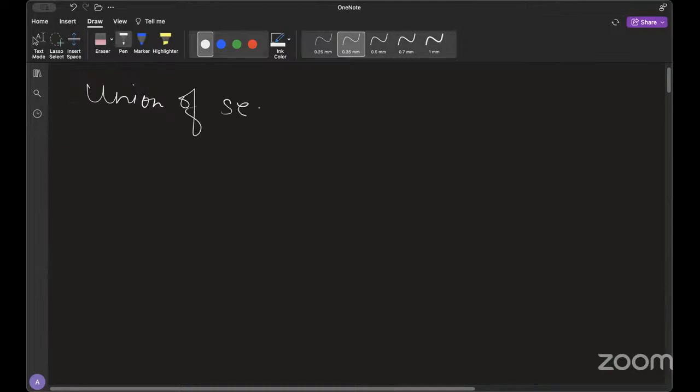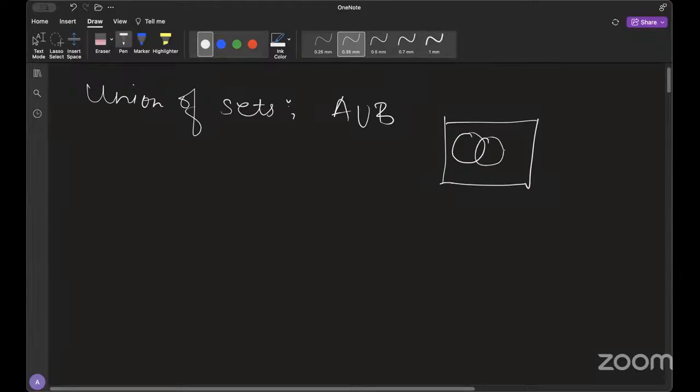A union of sets, which is, let's just say you have two sets A and B. So the union is this thing. This is your universal space. Then this is, say, set A and this is B. So this whole thing, which contains both the sets, one and then the second one also taken with it, this thing is called the union of two sets.